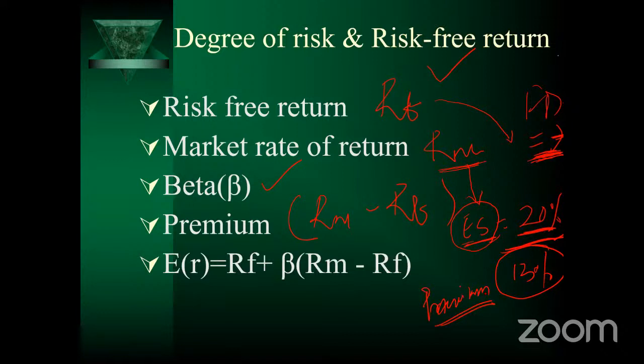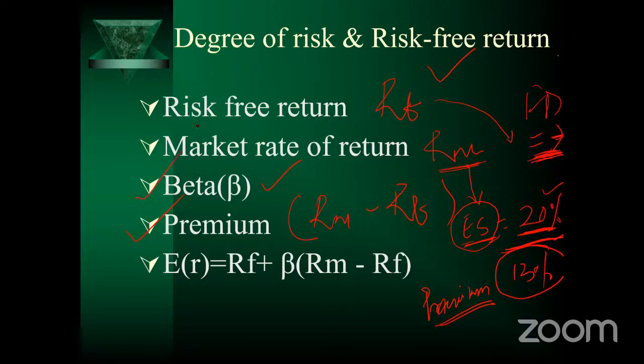So since I am taking more risk and investing my money in equity shares in order to get a 20% rate of return, I must charge a premium. That premium is 13%. Okay, how? This is the market rate of return, 20%, and the fixed deposit rate is 7%. We are considering it as the risk-free rate of return. So 20% minus 7% is 13%. So 13% is known as premium. Here, premium is the difference between the market rate of return and the risk-free rate of return.